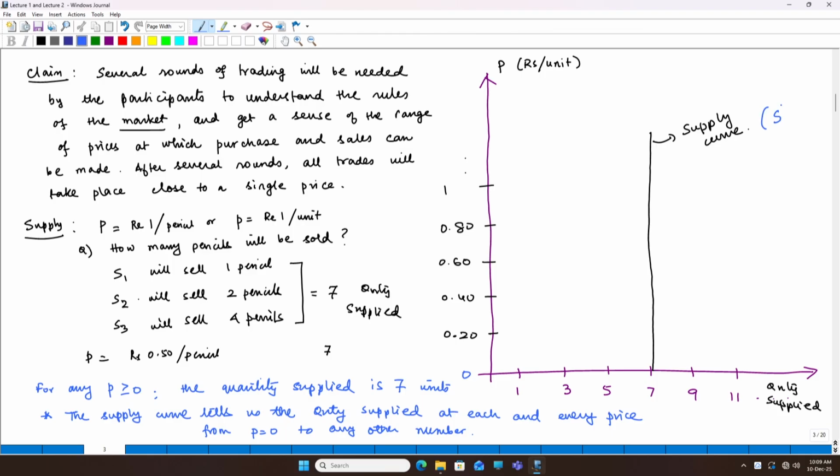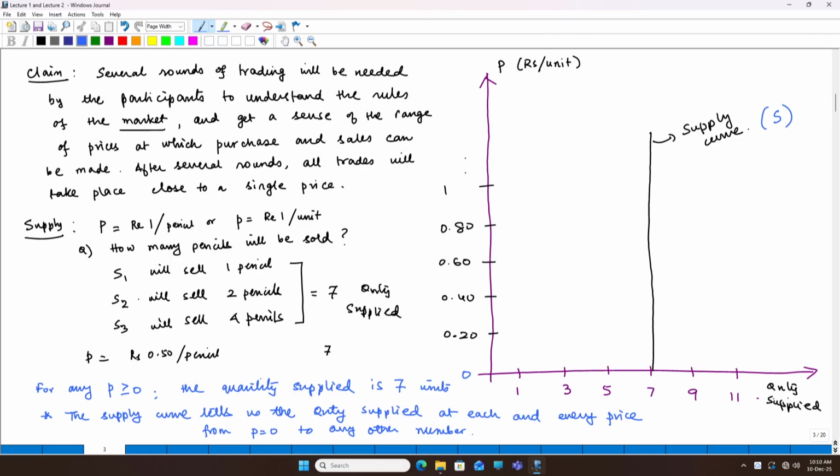So, sometimes we will simply denote it by the letter S to denote the supply curve, right. Now, sometimes we will use the word supply to mention the supply curve. Let's follow that convention. The convention is that whenever I use the word supply, I will essentially mean the supply curve, and the supply curve will tell us the quantity supplied at each and every price from p equal to 0 to p equal to infinity.